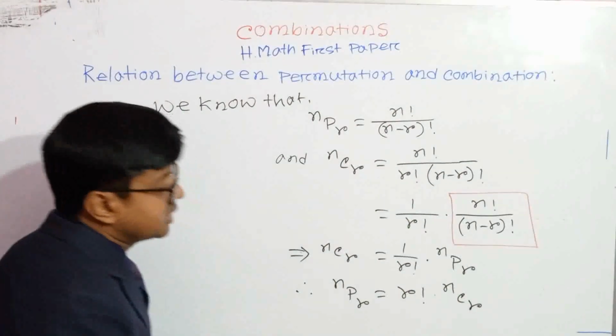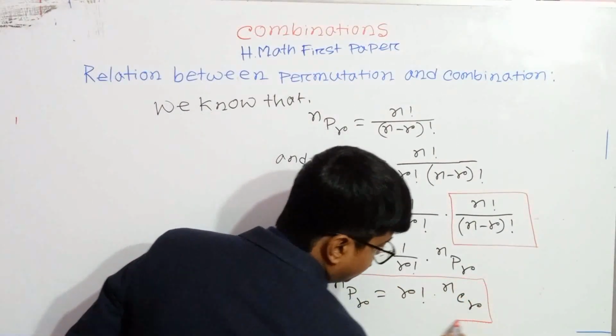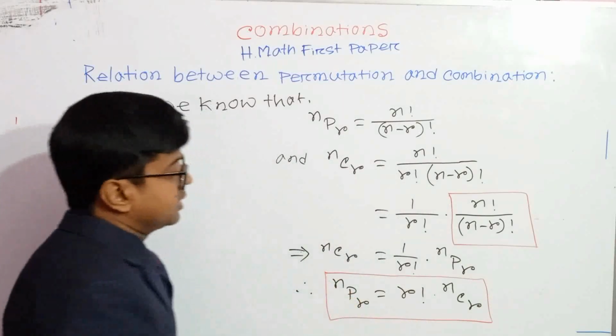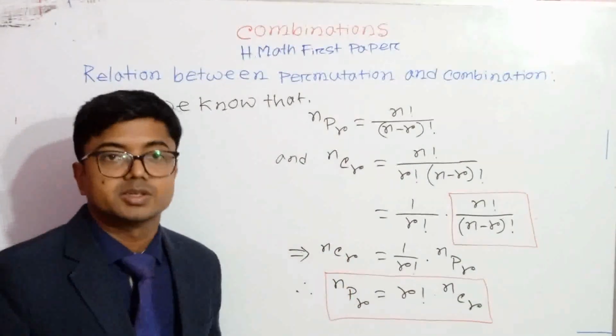Look at this. This part is the relation between permutation and combination.